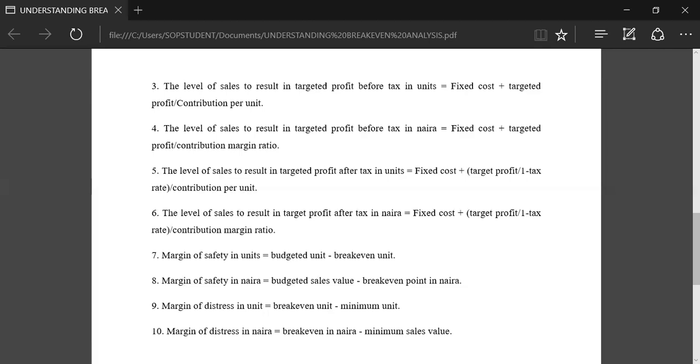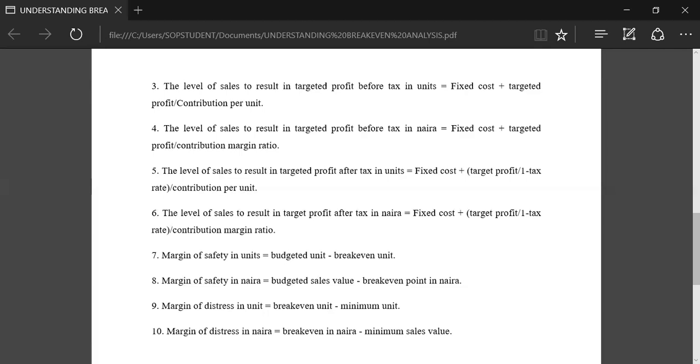But when we want to achieve this in Naira, the only difference is that after we must have divided the tax, and then divided the targeted profit, added to the fixed cost, we will now be dividing by the contribution margin ratio as against the contribution per unit. So contribution per unit is used to determine level of sales in units. Contribution margin ratio is used to determine the level of sales in naira.